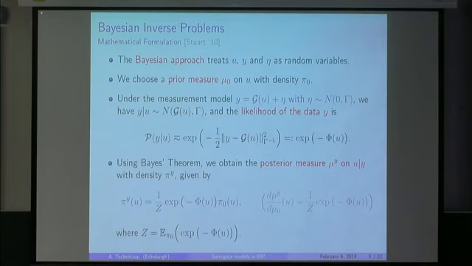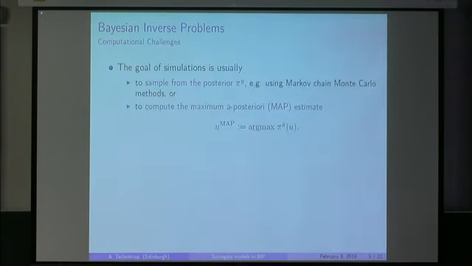So this distribution is the distribution that we're interested in. And in simulations, when you use this in applications, there's typically two things you want to do. Either you want to sample from the posterior, say you want to compute some quantity of interest, some expected values, then you typically want to sample from this posterior, and you would use, for example, Markov chain Monte Carlo methods.